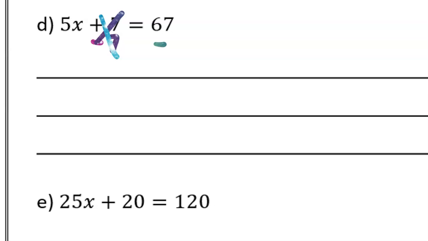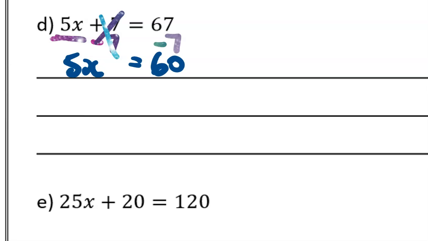So I'm going to subtract 7 from one side and I'm going to subtract 7 from the other side because whatever we do to one side we have to do to the other because it's an equation and we have to keep both sides equal. That leaves me with this 5x. So I've got 5x equals, what's on the other side? 67 take away 7, I've got 60 left on this side. So 5x is equal to 60.